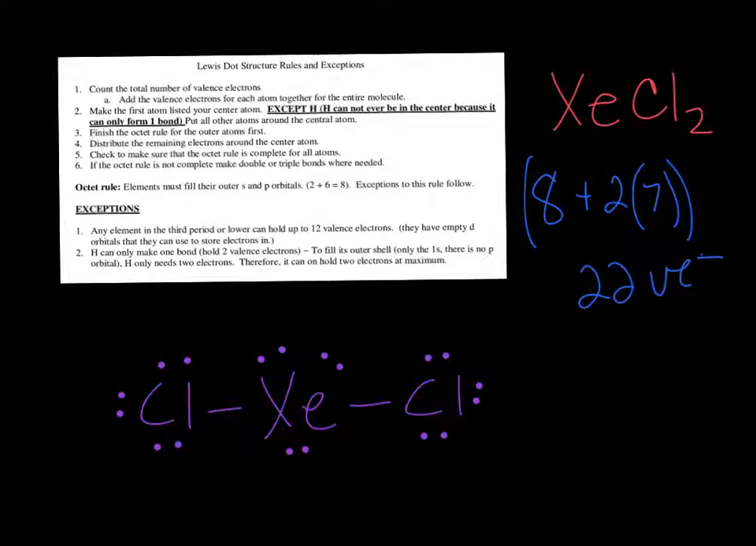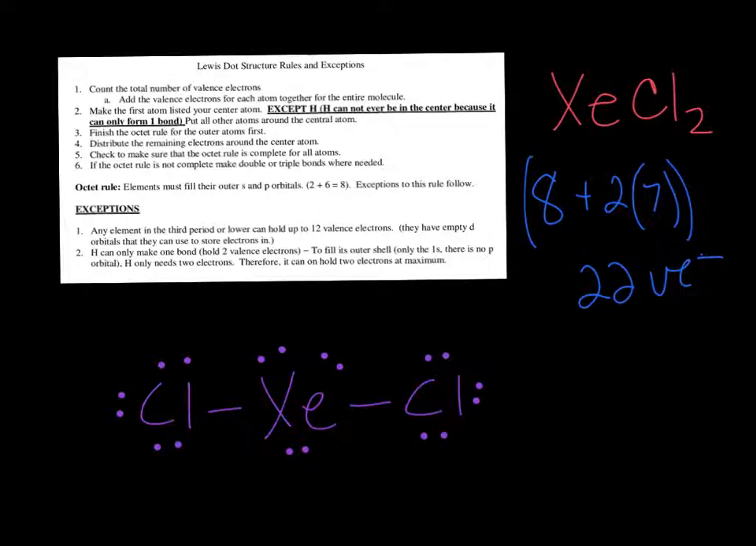But now we have to check the octet rule. There's 8 around chlorine, and 2, 4, 6, 8, 10 around xenon, which is fine because xenon is below the 3rd period on the periodic table. All right, so that's it for this video. If you have any questions, please let me know.